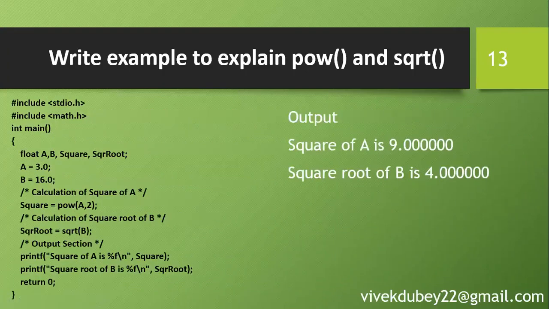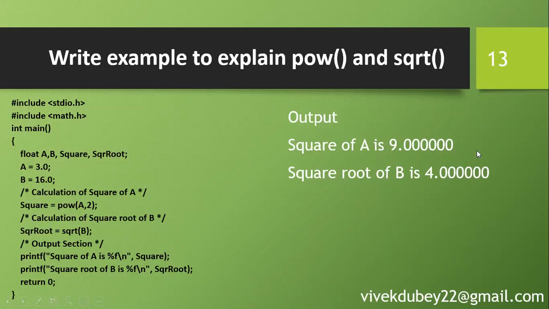Now, let's write an example to explain these inbuilt functions. One is the power function and the second is the square root function. So I want to use 2 variables, A is 3 and B is 16. Now I want the square of A, so I should write power in parenthesis, A which is 3 and 2 is the power. So here 3 to the power 2 is 9. So here we should get 9.